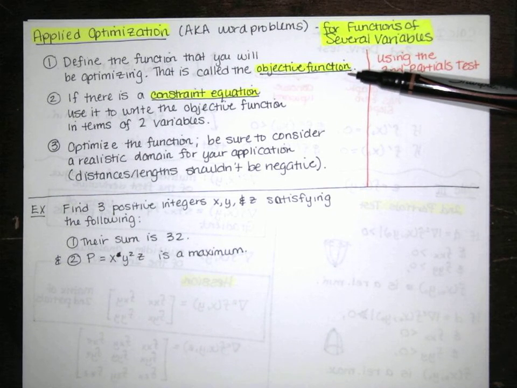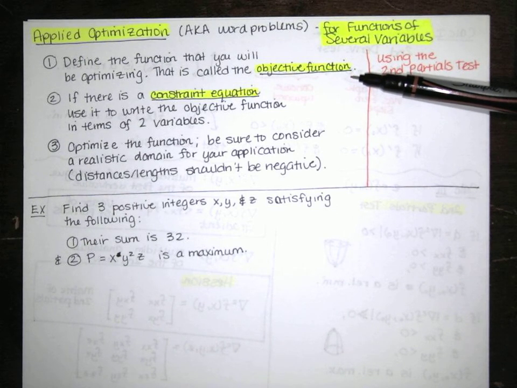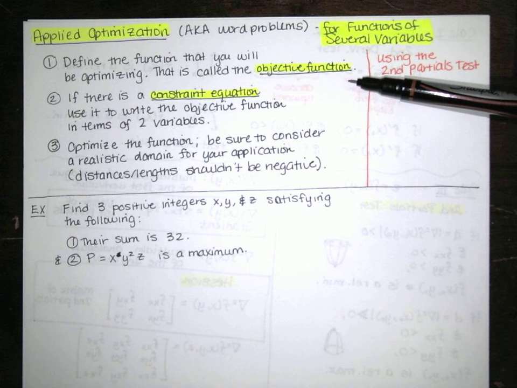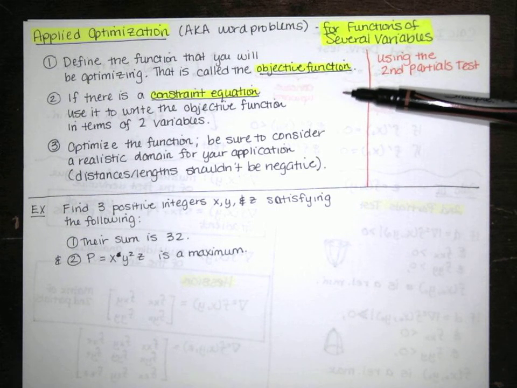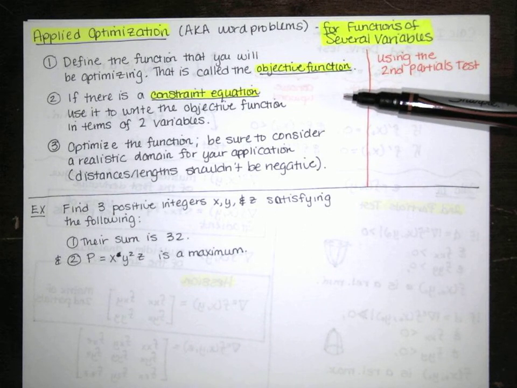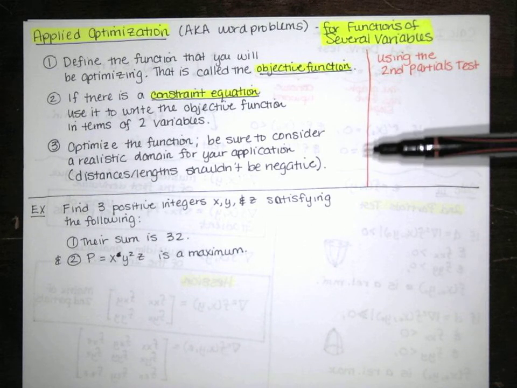Now, if our objective function involves more than two variables, if it involves three variables or more, because we're in Calculus 3, we need to write it as a function of two variables. We don't have a three-variable version of the second partials test, not in this class. It doesn't mean it's not out there, it absolutely is out there, but as our first introduction to this, we're only using the second partials test on functions of two variables.